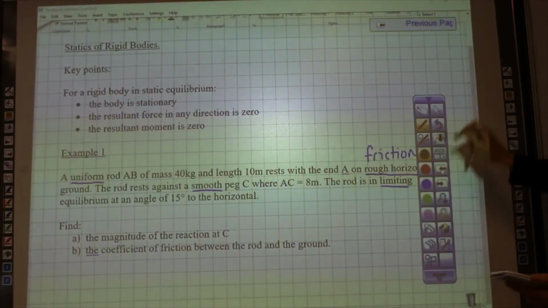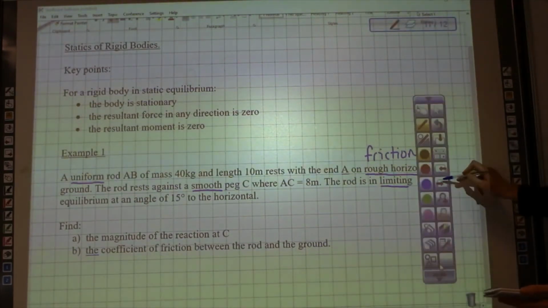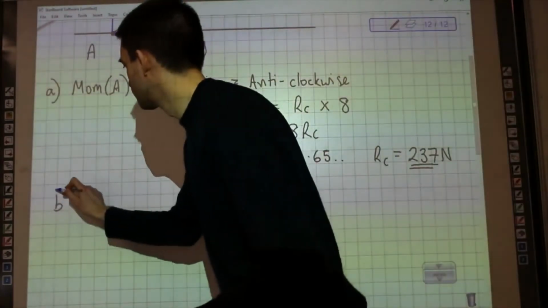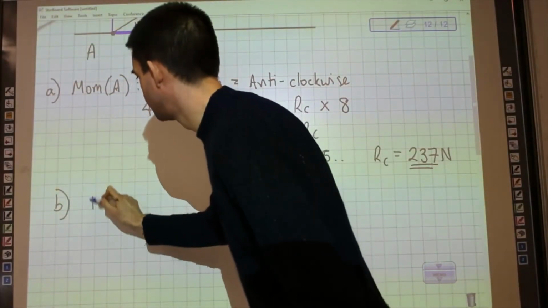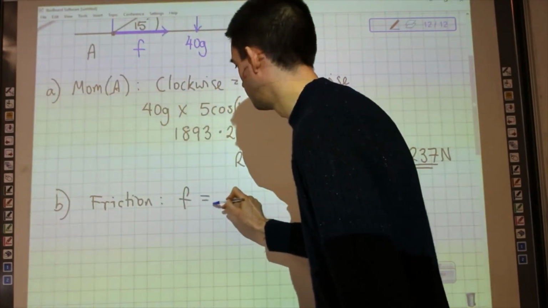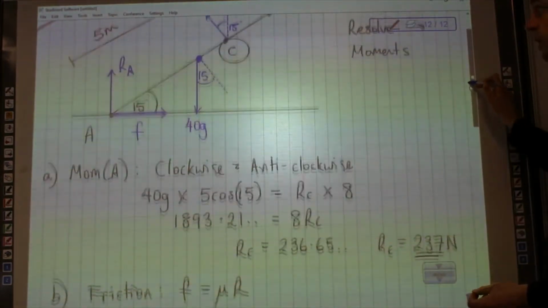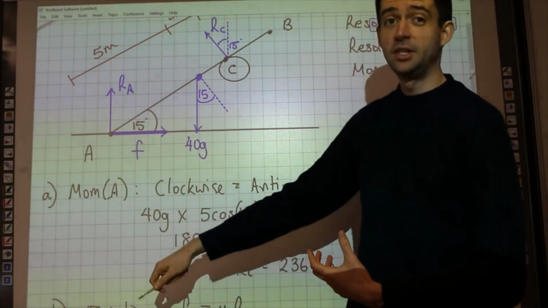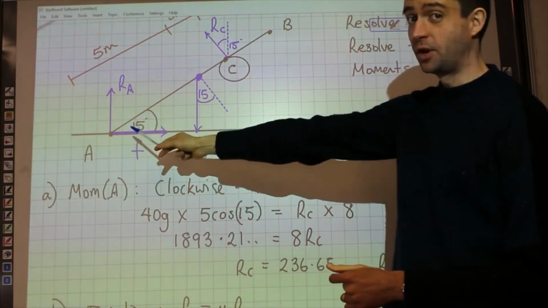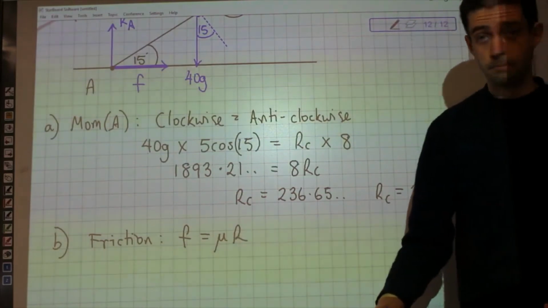Right, now let's have a look at what we're being asked to do in part B. The coefficient of friction between the rod and the ground. Right, coefficient of friction, let's just have to think about what we need. Well, friction, or maximum friction, is equal to mu times R. So the friction is happening at the point A, so I'm going to need to know two things. I'm going to need to know the reaction force at A, and I'm going to need to know the friction force at A, because those two things are going to allow me to find out mu.